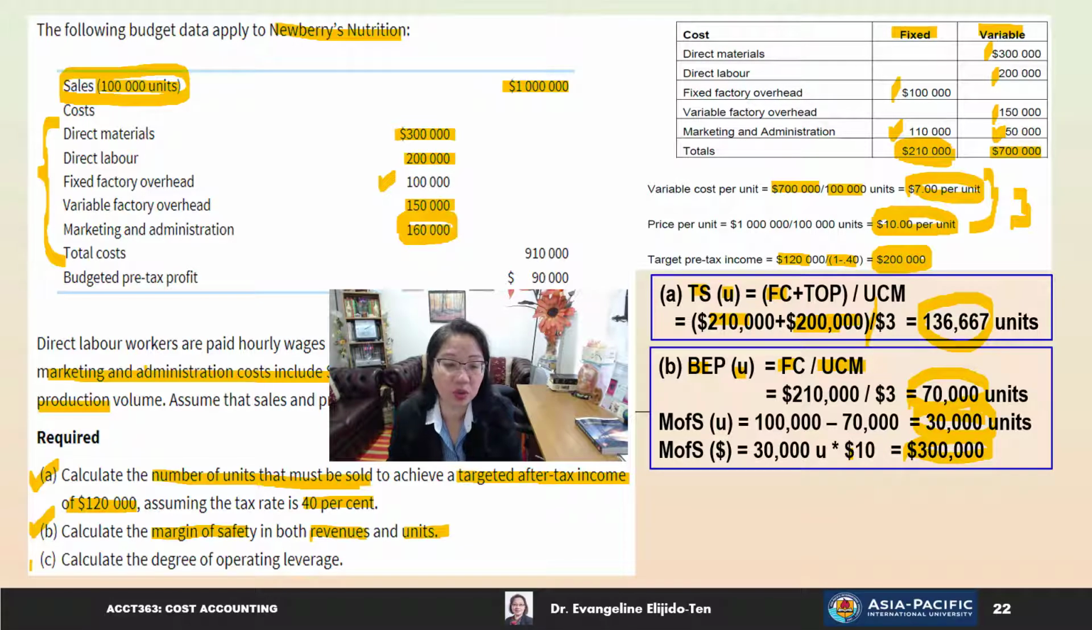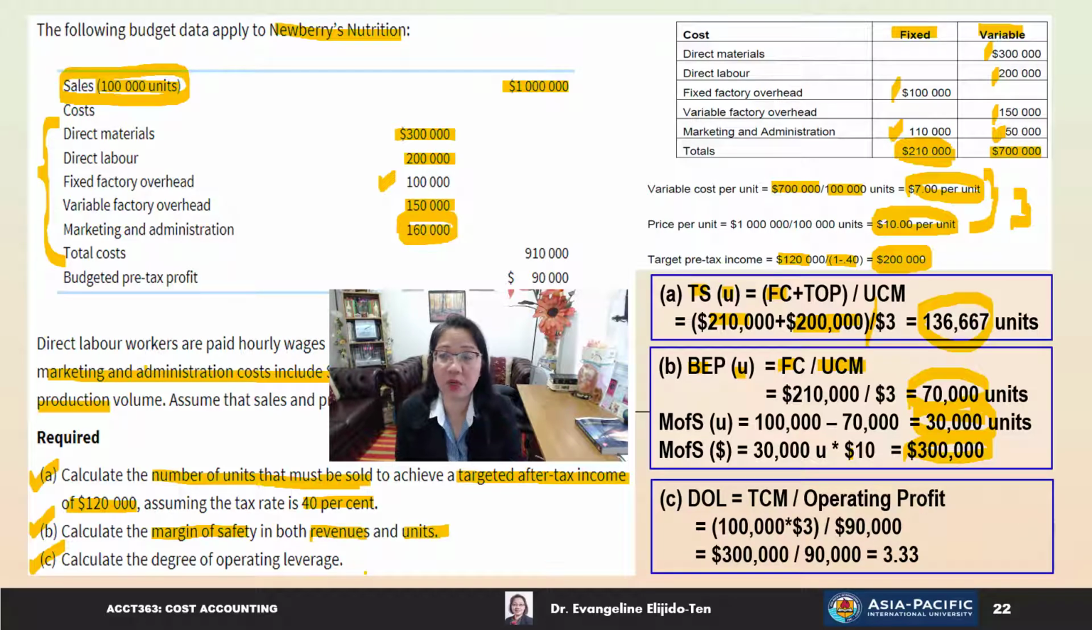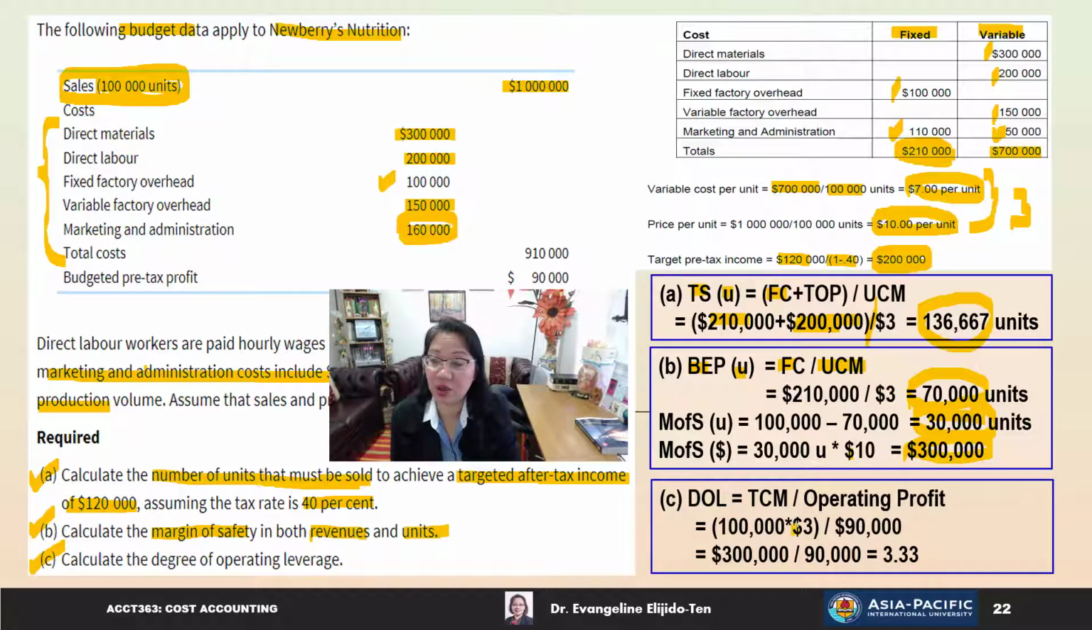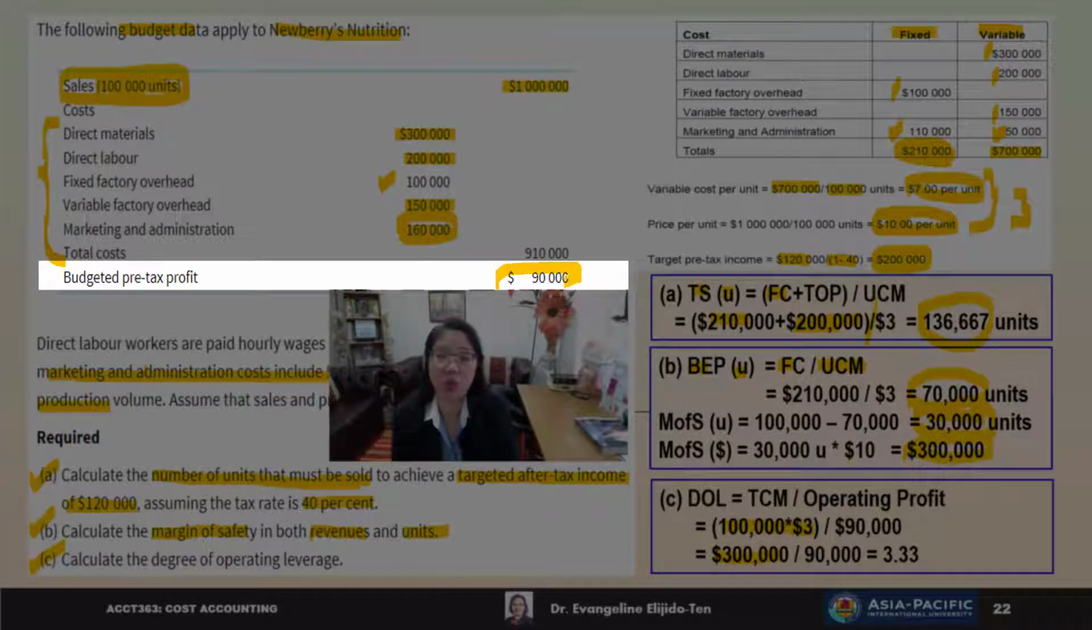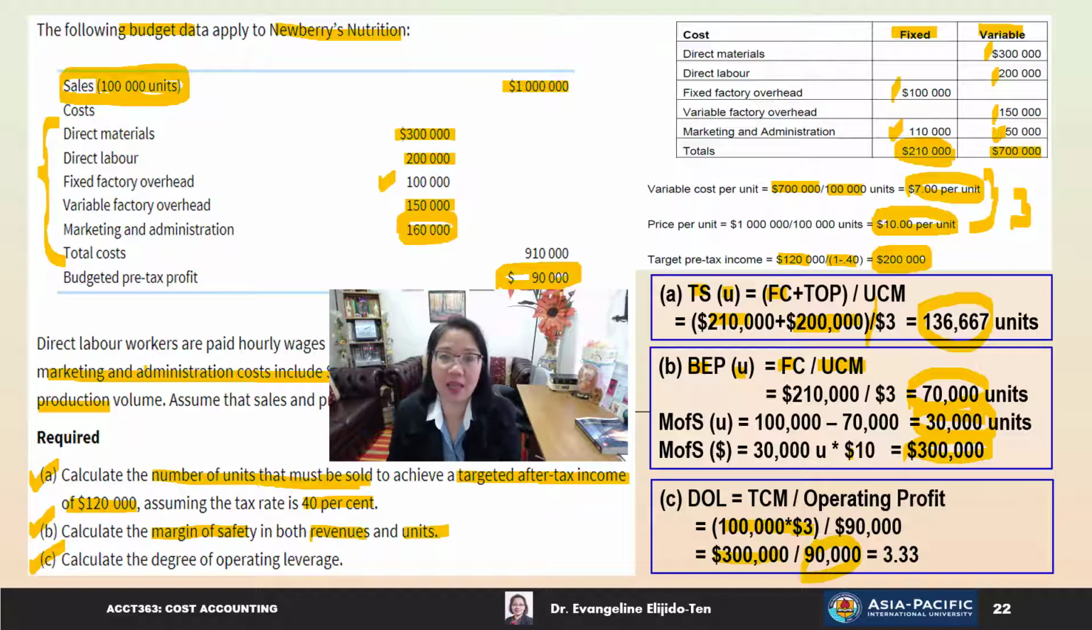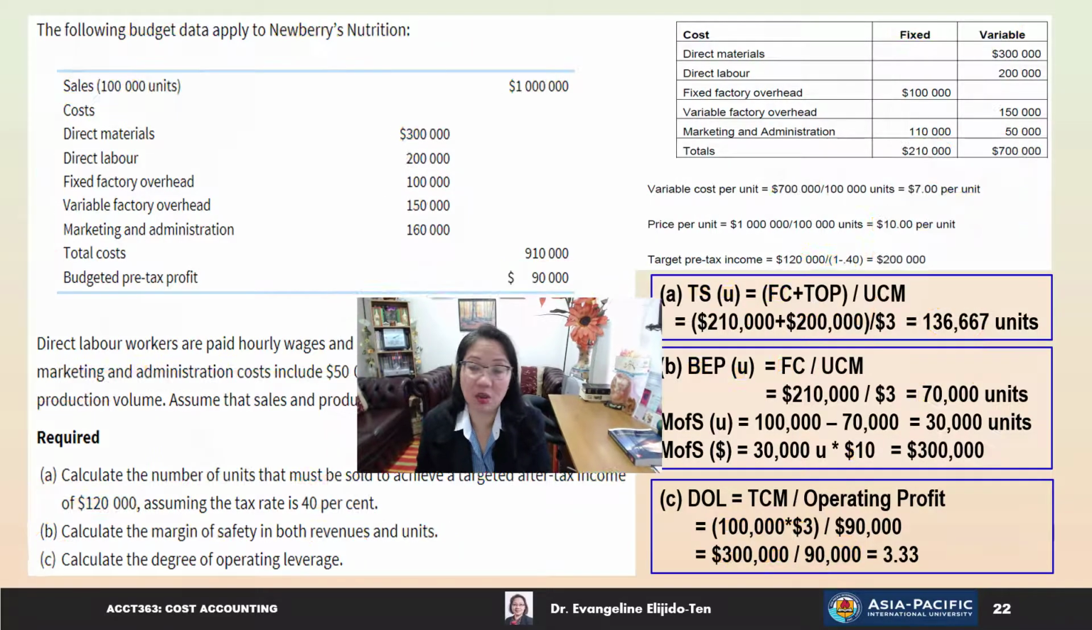All right, let's move on to letter C. Calculate the degree of operating leverage. DOL, it's simply the total contribution margin divided by operating profit. So what is our total contribution margin? The budgeted data shows that we have 100,000 units budgeted, and our UCM is $3 per unit. So that means our total contribution margin is $300,000. And what's our operating profit? Well, we are told that the profit pre-tax is 90,000. So we'll just divide 300,000 by 90,000, and that would give us a DOL of 3.33. So that is a nice exercise for the calculation of margin of safety.